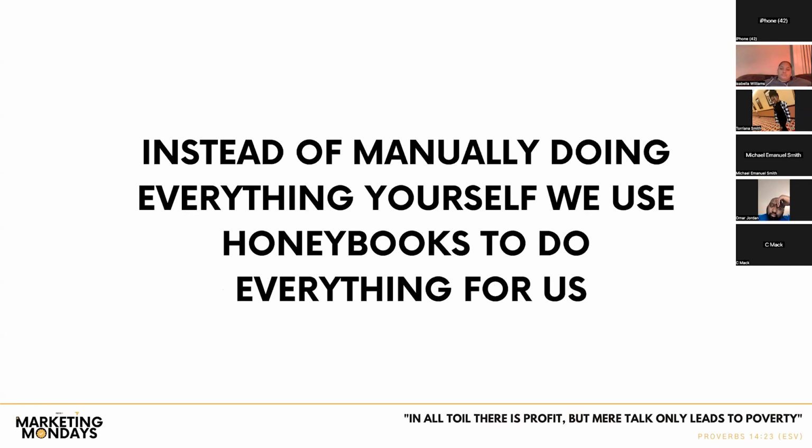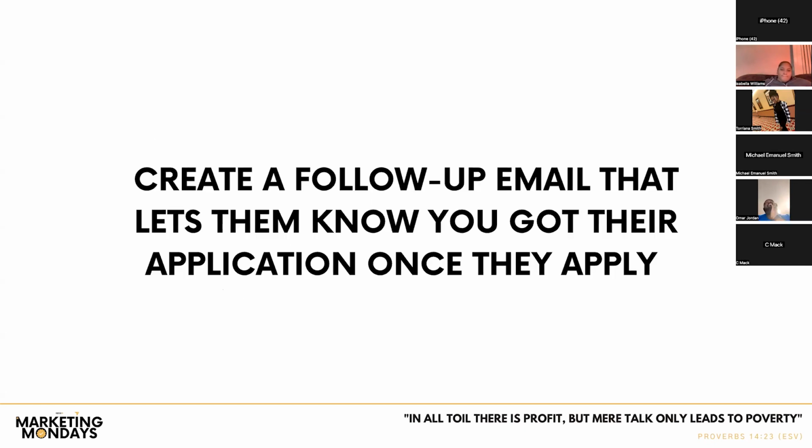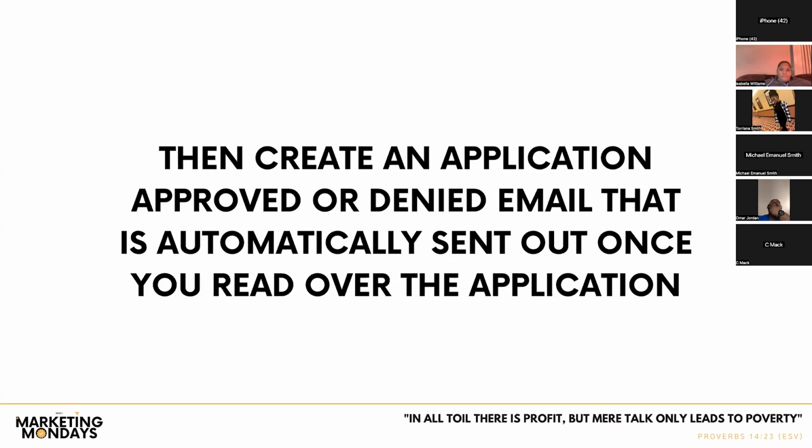So what I do is I create a follow-up email that lets them know they got their application once they apply. Then I create an application approved or denied email that is automatically sent out to them once I read over the application. Long term, I'm going to hire an admin assistant to read over the applications. Some people that I deny: I target married expecting parents, so if you're not married, you do get denied. I also target people who answer the last 2 questions. I target homeowners. I target full-time entrepreneurs and full-time corporate.